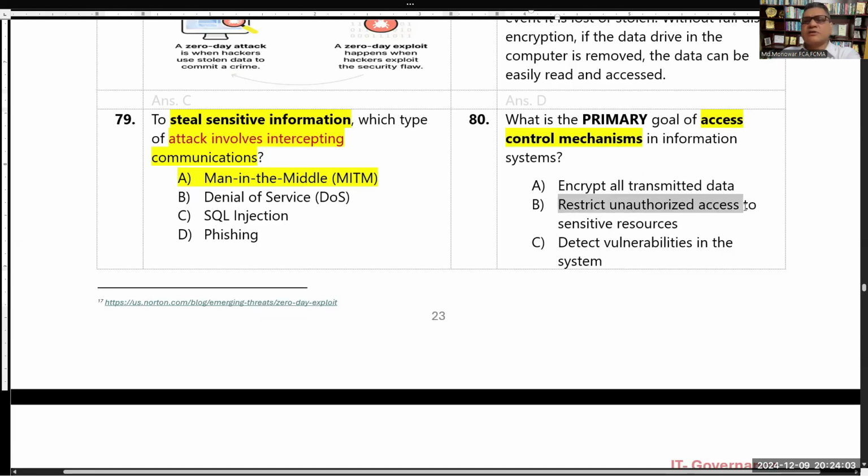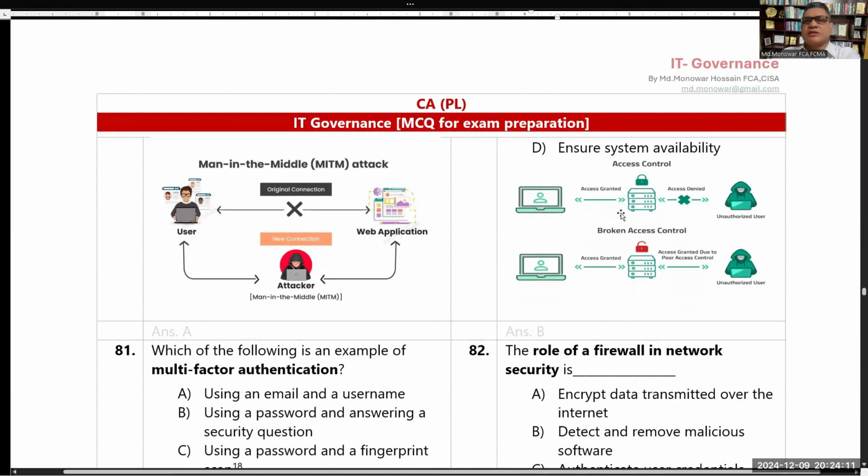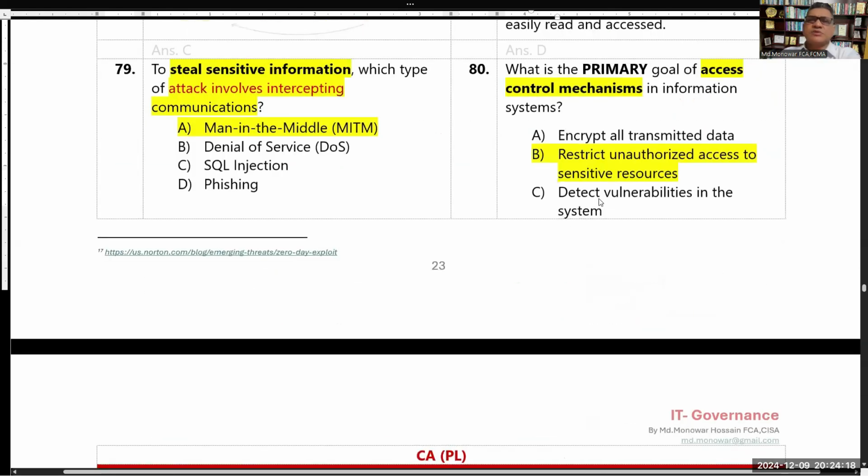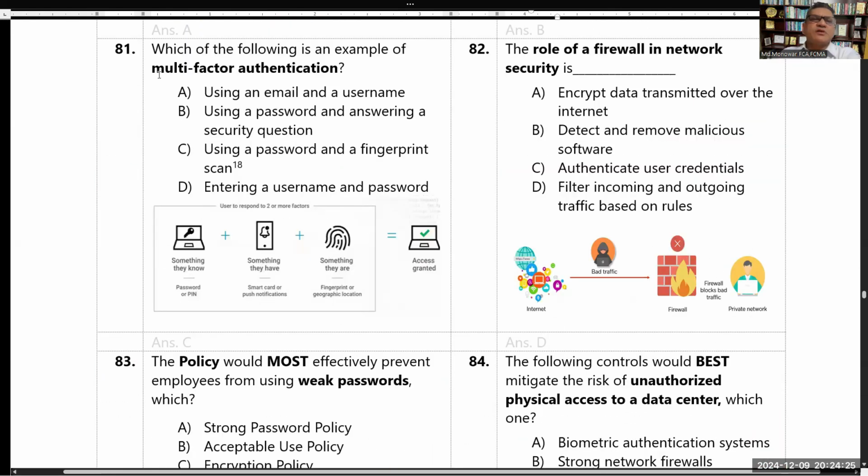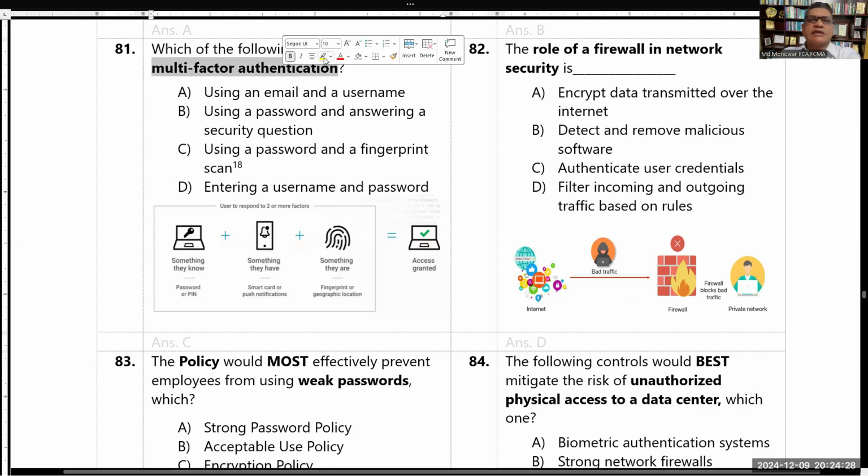Restrict unauthorized access to sensitive resource. So these restrict the unauthorized access to sensitive resource. Answer B. Which of the following is an example of multi-factor authentication? Multi-factor authentication, we know, using a password and a fingerprint scan. It's a multi-factor authentication: password and also the fingerprint and other things for access data.